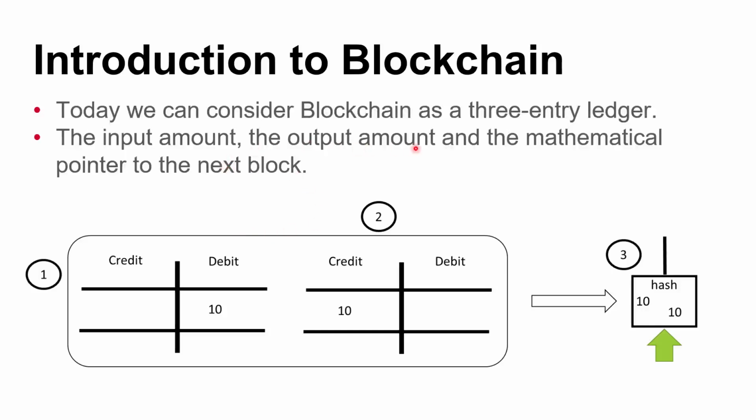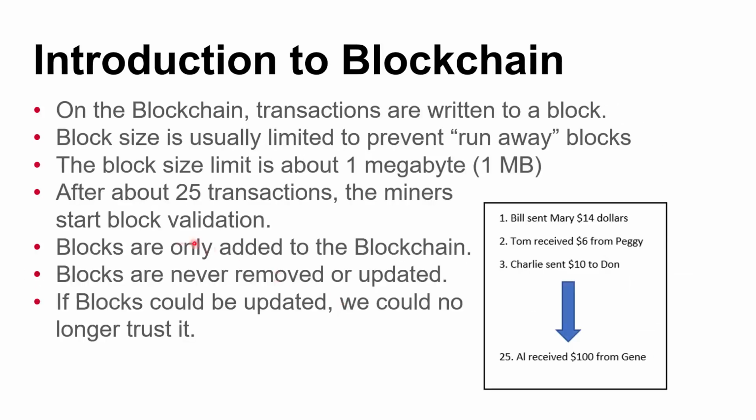Today, we consider blockchains as triple entry ledgers. So there is an input amount, an output amount, and also a mathematical pointer to the next block. Once on the blockchain, transactions are written into a file called a block. And block sizes are usually limited to prevent oversized blocks. A lot of times you see a block size limited to about 1 megabyte.